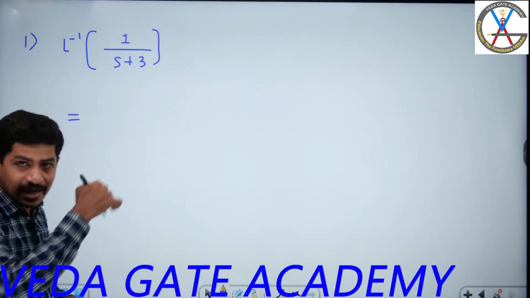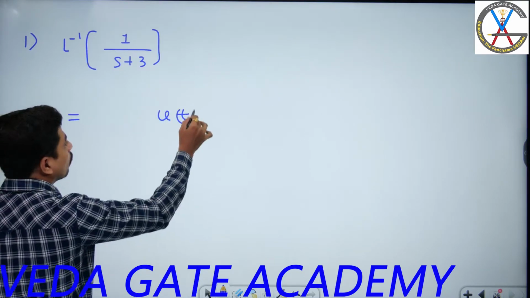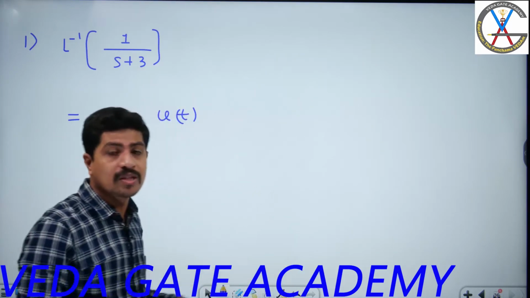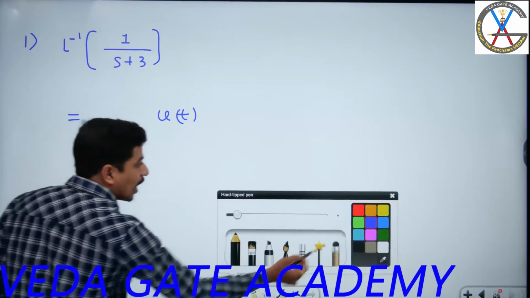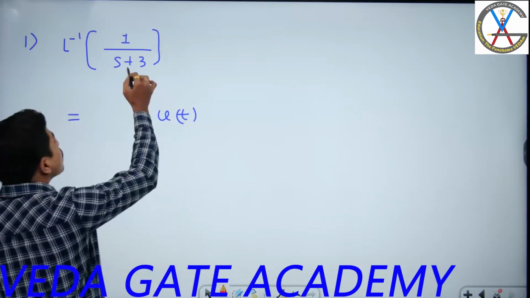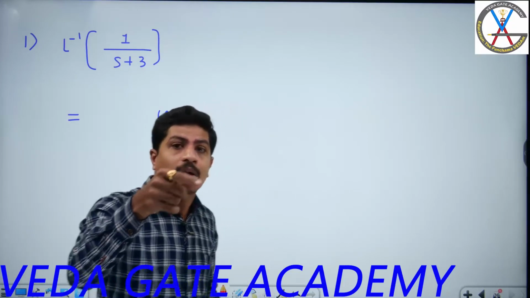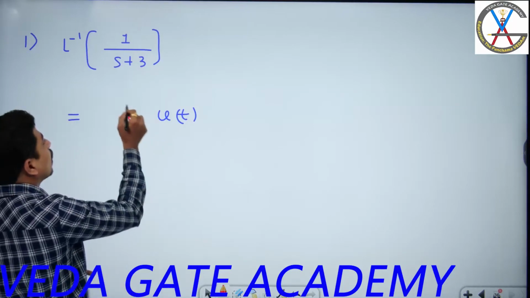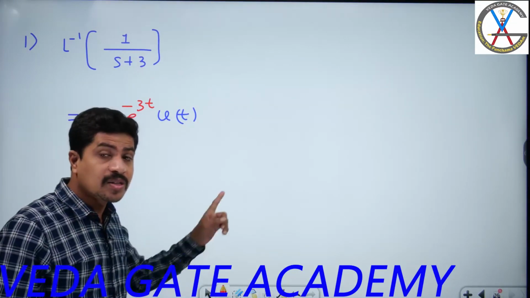Okay. What is the signal I have? Instead of 1 by s, we are going to get u of t. As I have frequency shifting here, instead of the time domain, what should I get? Exponential. With what sign? Opposite sign. Here plus 3 is there. What should I get there? E power minus 3t. This much simply we have to write.